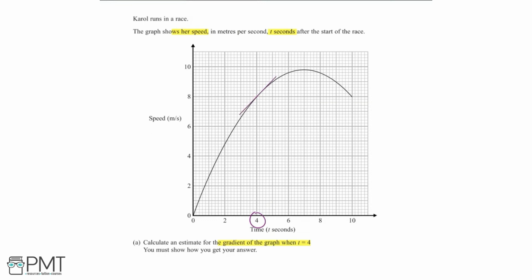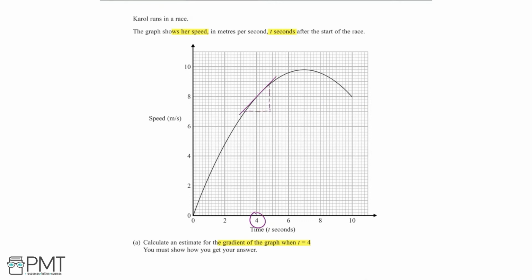So now that we've drawn our tangent to the curve at the point t is equal to 4, we can find the gradient of the tangent in order to find an estimate for the gradient of the graph when t is equal to 4. And so to find the gradient, we want to do the change in y divided by the change in x, and we can draw a gradient triangle to help us do this.